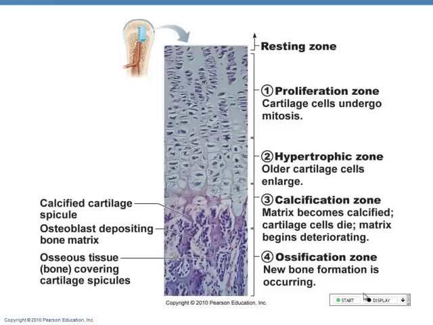Calcification zone is where the matrix is formed. The cartilage cells will sort of die out, and we'll see the matrix of bone. Older cartilage cells enlarge in the hypertrophic zone. And then cartilage cells undergo mitosis in the proliferation zone. So for all bones growing in length, if we look at it microscopically, we'll see these different zones of growth.